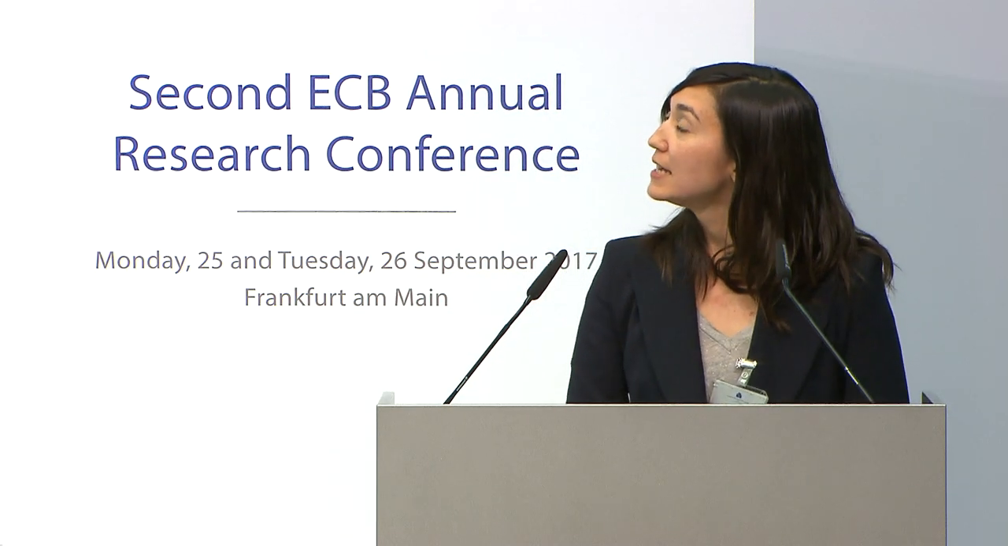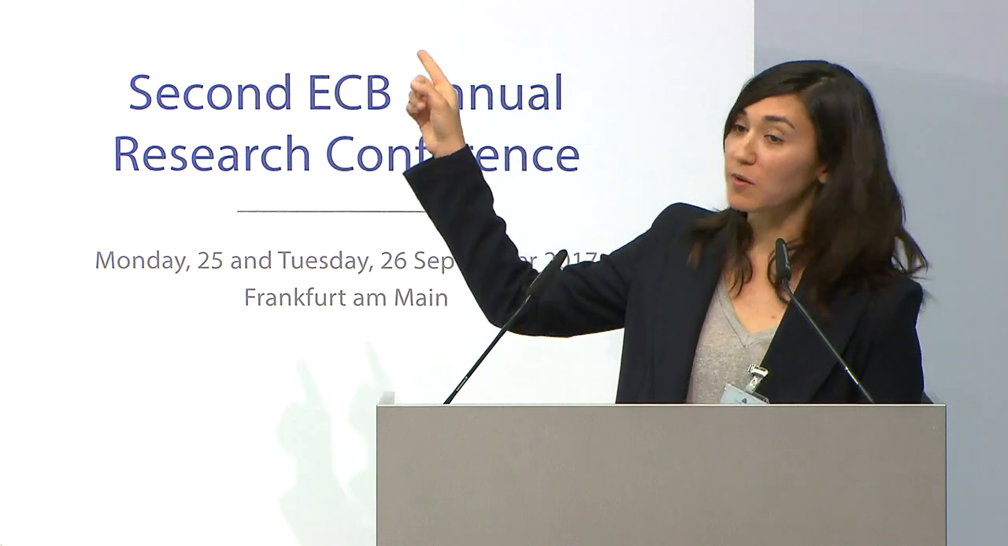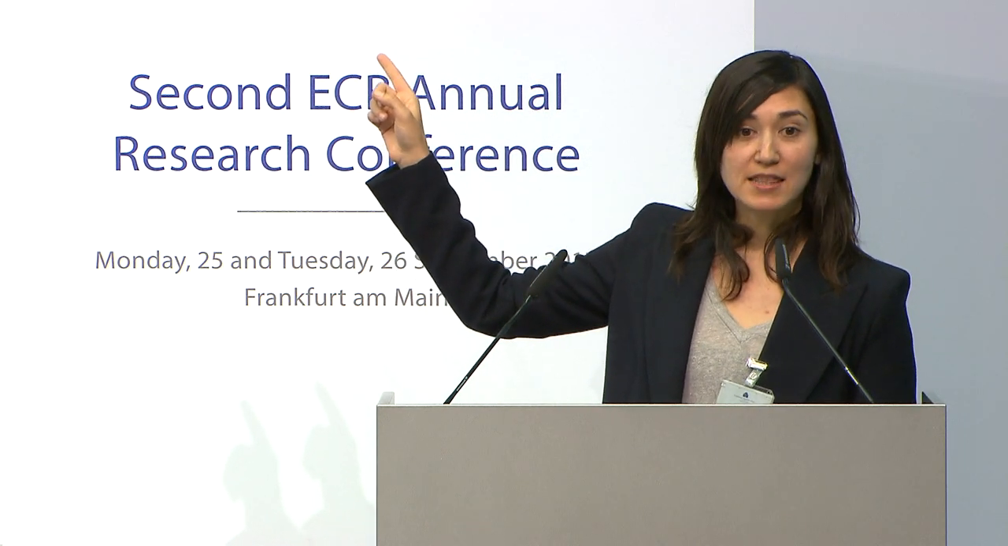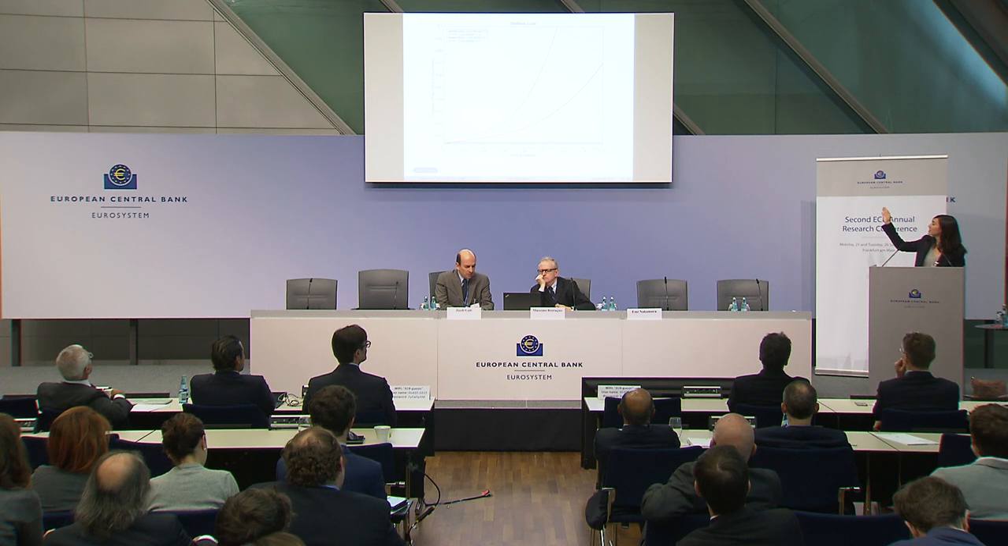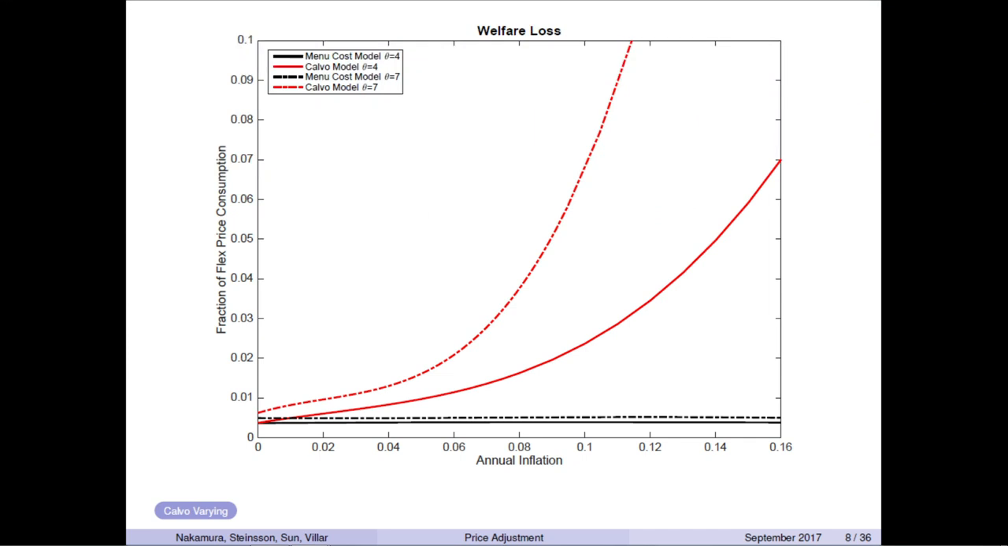And what you can see is that in the menu cost model, these two bottom black lines, the increase in inflation is essentially associated with no welfare costs. I mean, there is actually a slight slope, but you basically can't see it. It looks essentially completely flat. There are these very large increases in welfare losses in the Calvo model, and it's particularly large for the higher elasticity of substitution. There's some range in the literature in terms of what people assume, but macroeconomists will often assume higher values for this elasticity of substitution.